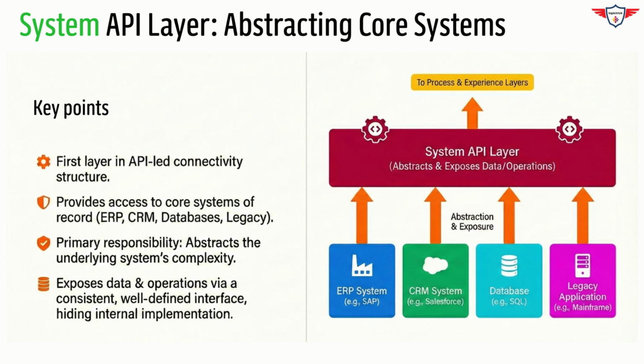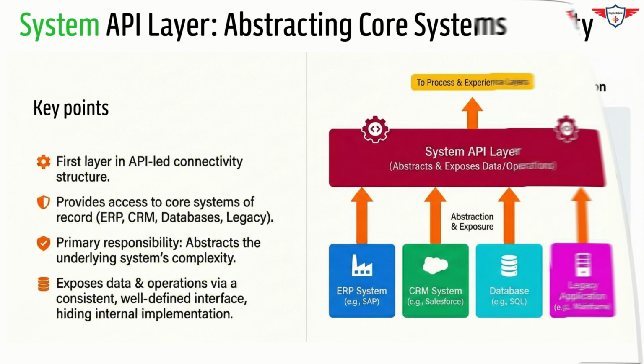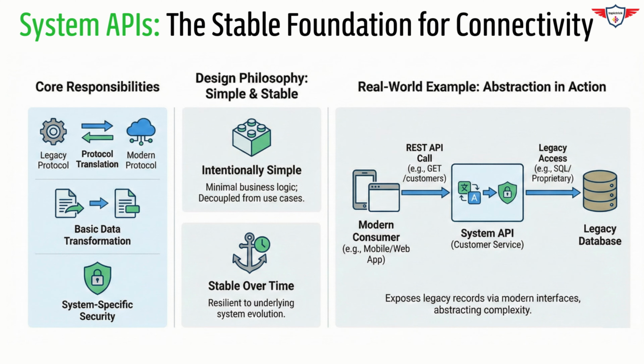System APIs are designed to provide access to core systems of record. These systems may include enterprise resource planning platforms, customer relationship management systems, databases, or legacy applications. The primary responsibility of a System API is to abstract the underlying system. It exposes data and operations in a consistent, well-defined way, regardless of how the system is implemented internally. System APIs typically handle protocol translation, basic data transformation, and system-specific security.